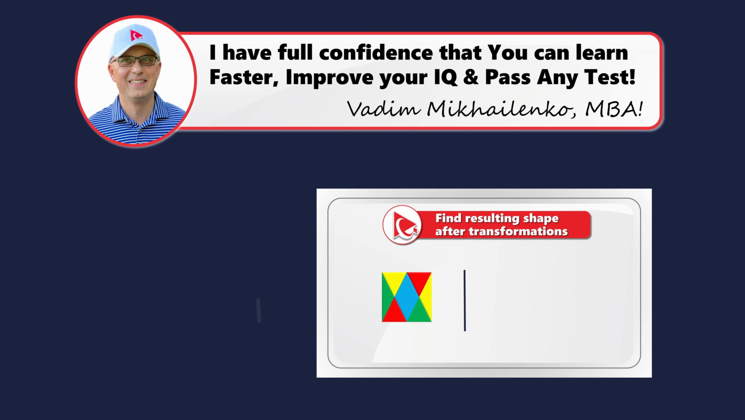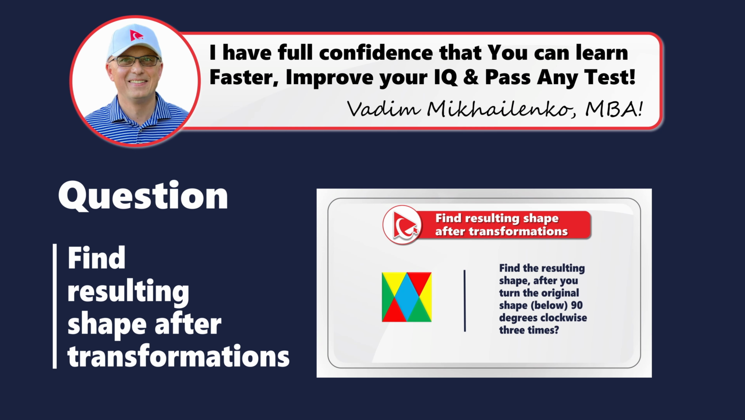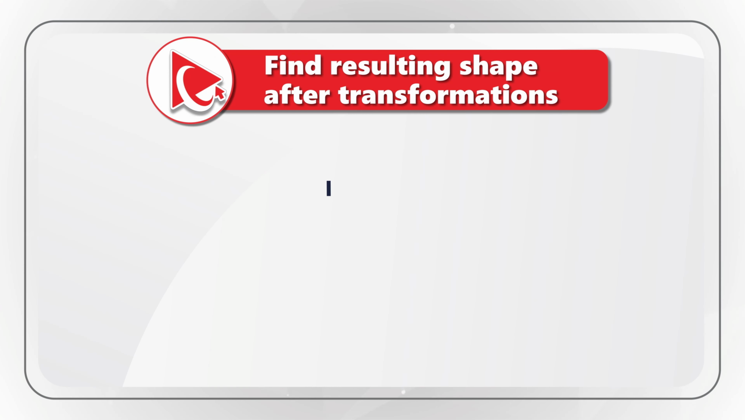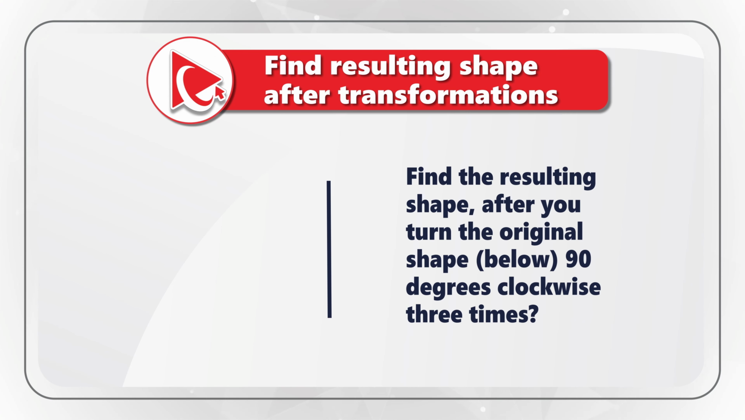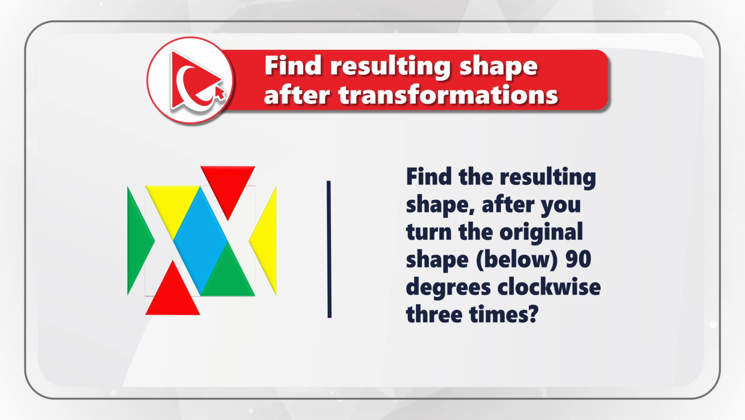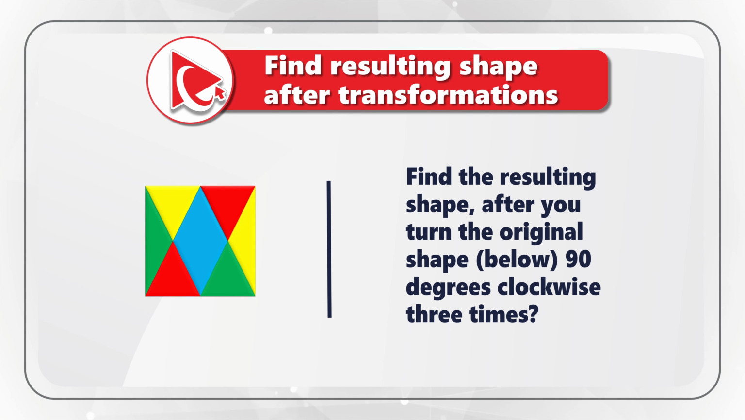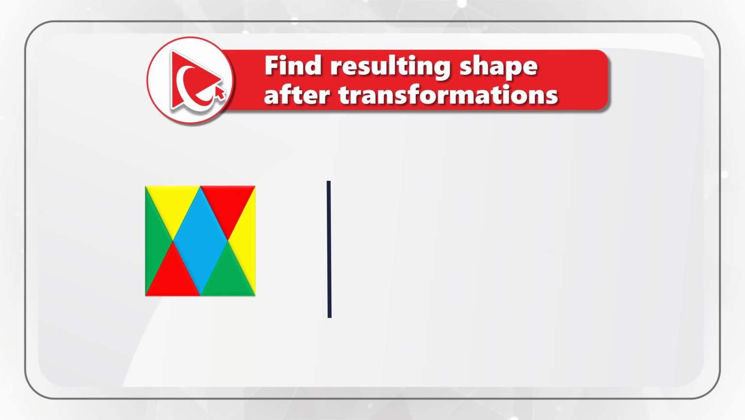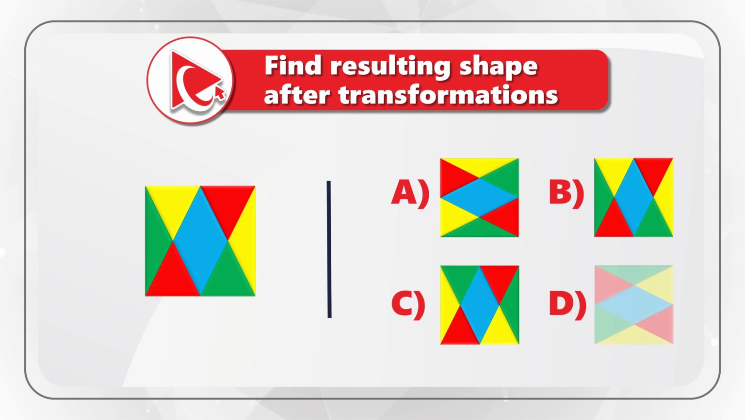I love this challenge because it tests your analytical skills and spatial reasoning skills so well. You need to find the resulting shape after the transformations. You're presented with a square that consists of different triangles of different colors. And you need to turn the original shape 90 degrees clockwise 3 times. You have 4 different choices to select the shape after the transformations. Choice A, B, C, and D.